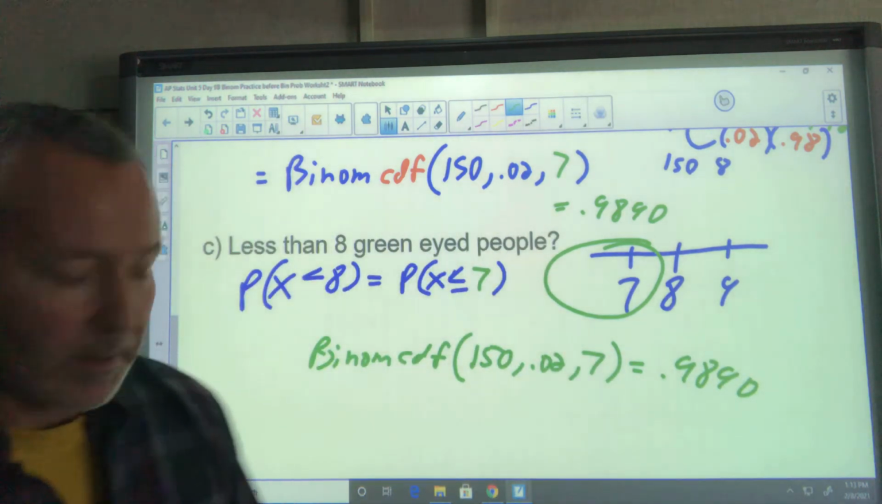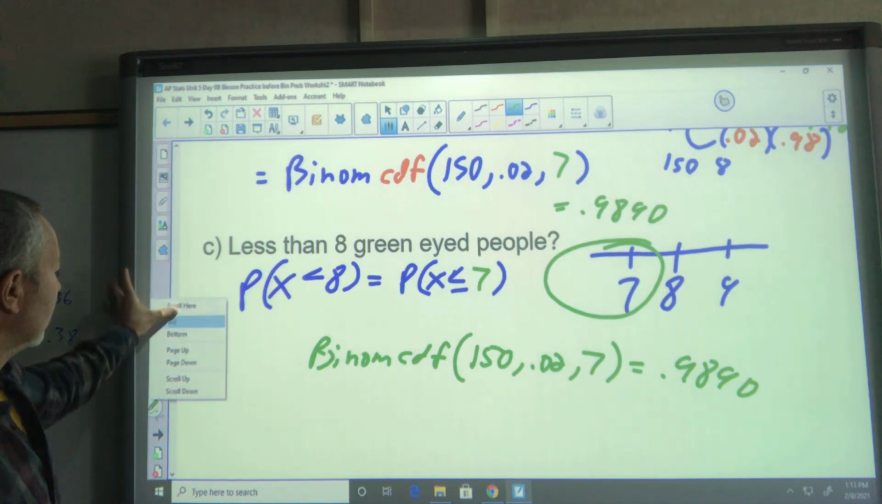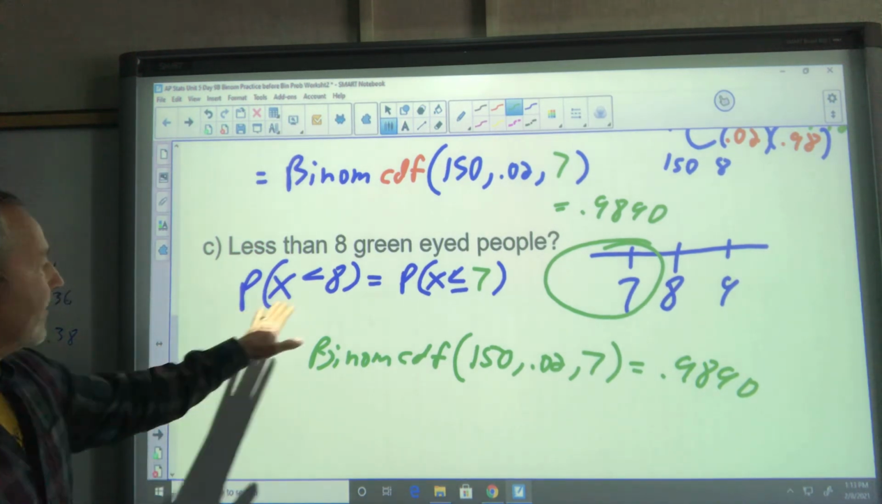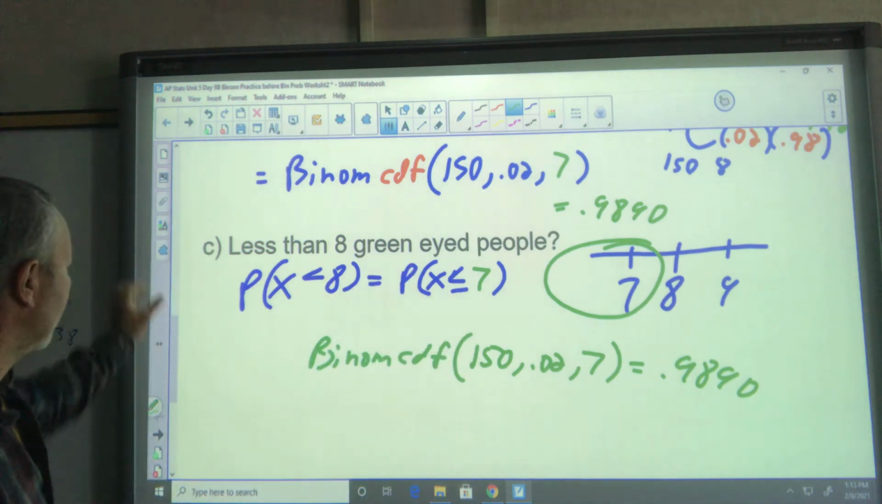So less than 8 translates to less than or equal to 7. Again, that's the last problem we just did there.